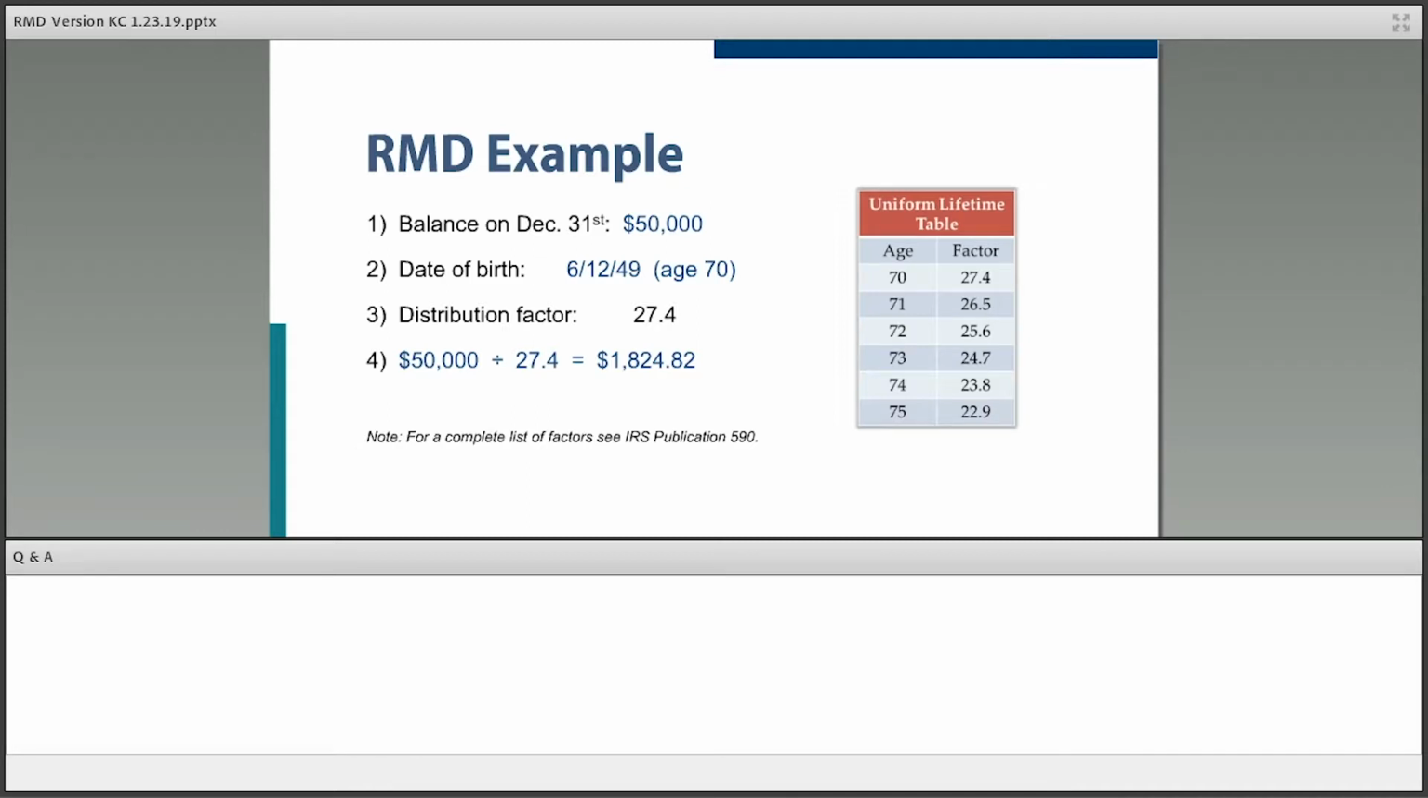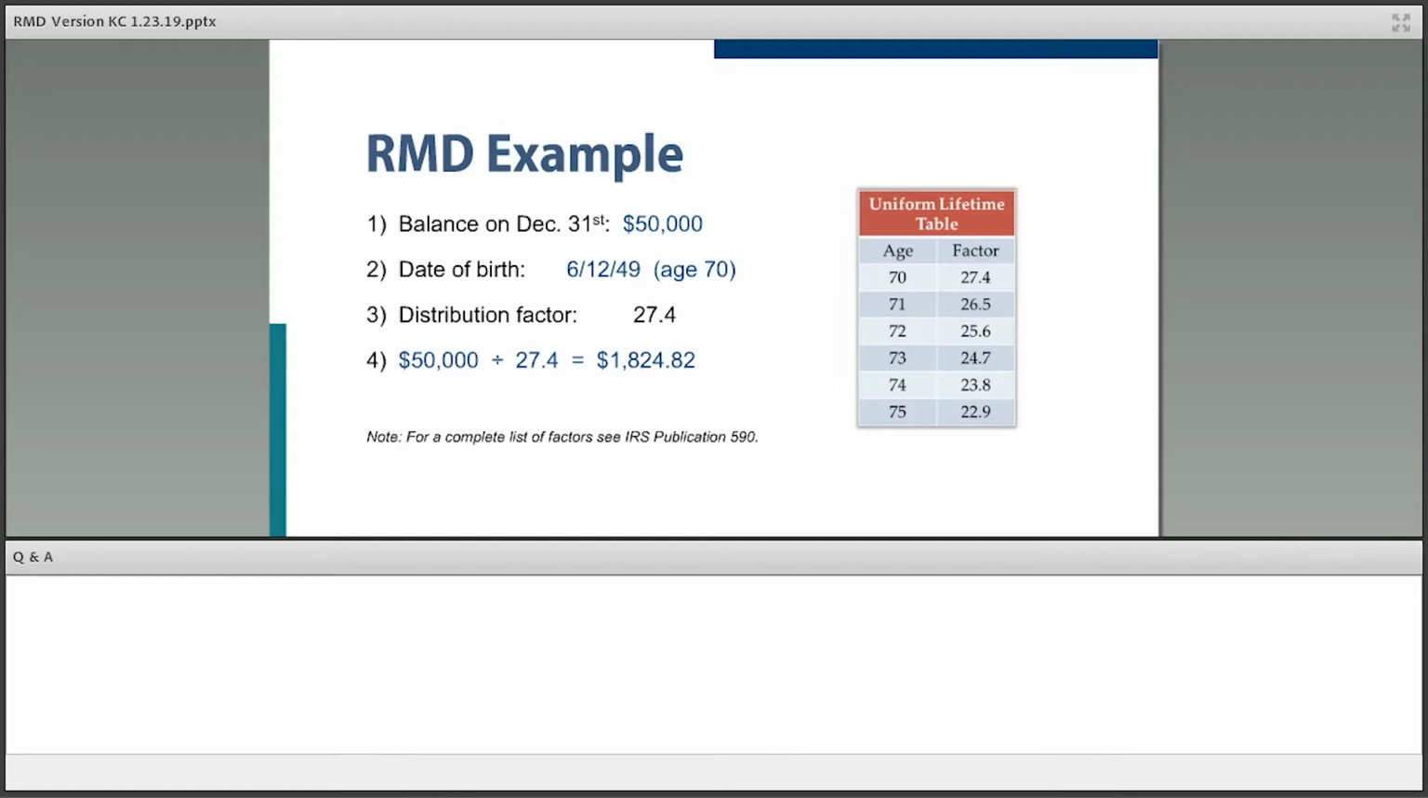$1,824.82. Now, just to take that example one step further, next year, let's just pretend that this individual's account balance next year was maybe $48,000. If their account balance was $48,000 next year, then we would just move down to the next row on the table off to the right. They'd be 71.